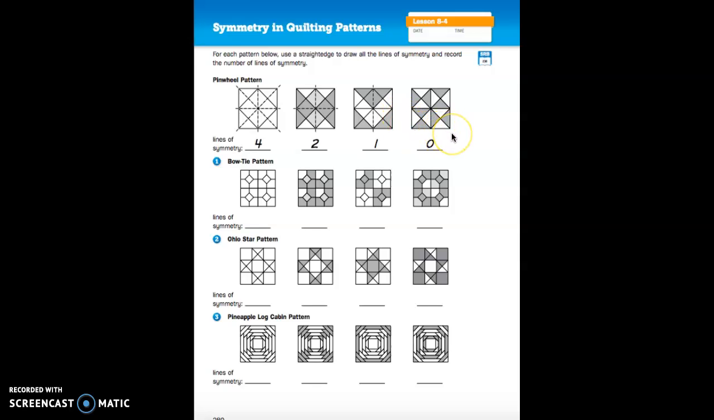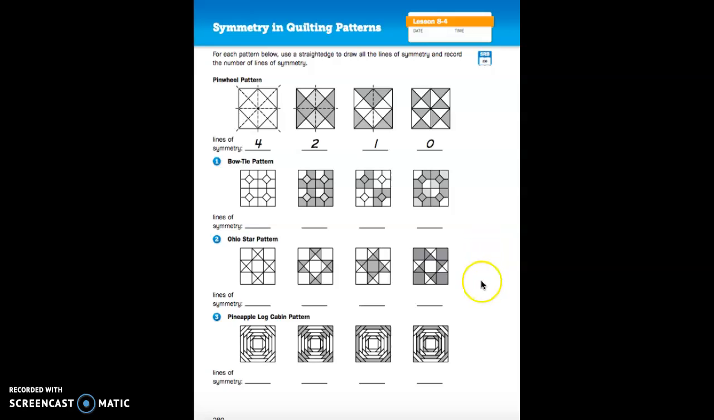This final square has no lines of symmetry. So look at it carefully. If I fold it along this line, if I look at this side of the square, and I look at this side of the square, the patterns would not match. So today, while you're looking at these squares, you're looking at the pattern.